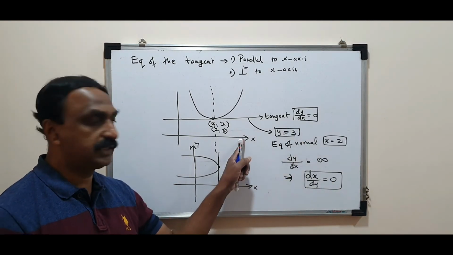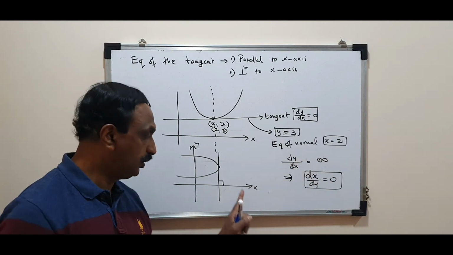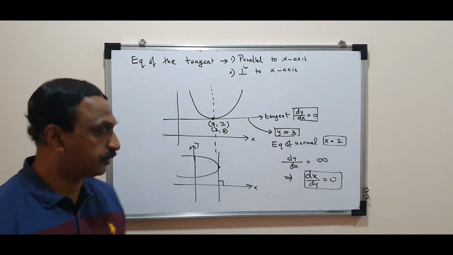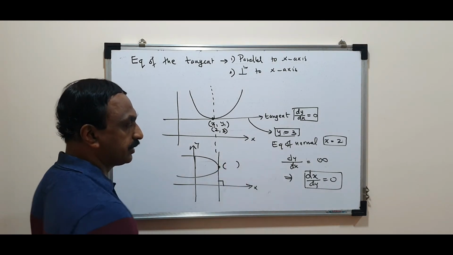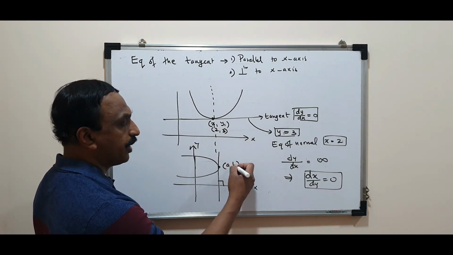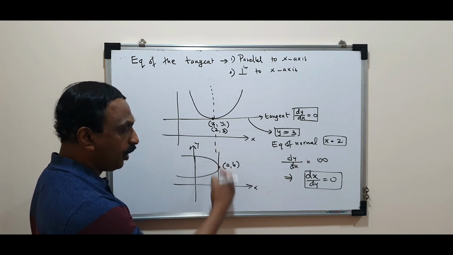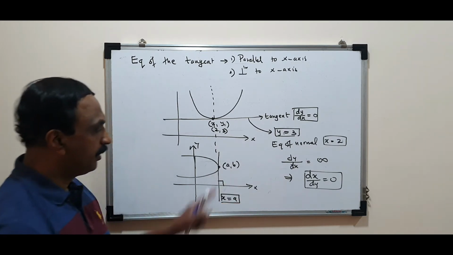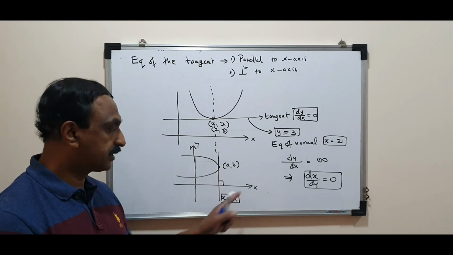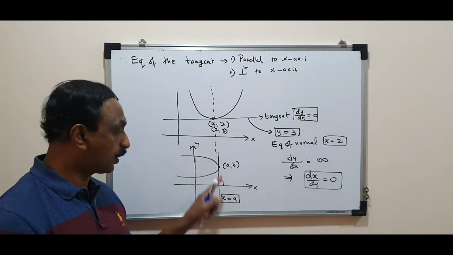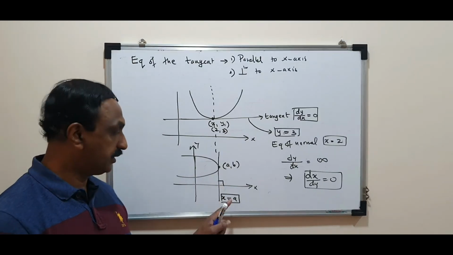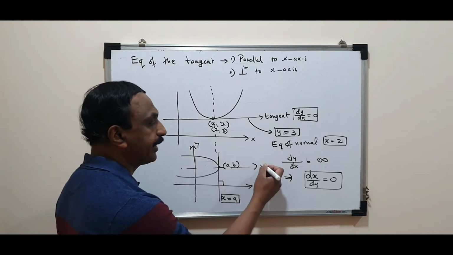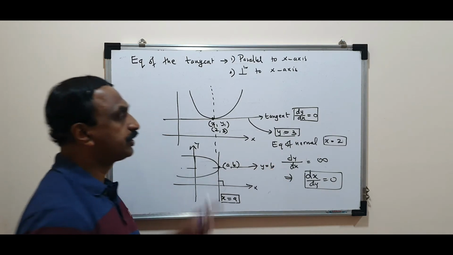Tangent parallel to the x-axis, dy by dx is equated to 0. Tangent perpendicular to the x-axis, dx by dy should be equal to 0. From that, you will get the coordinate. Let's imagine the coordinate is (a, b). Then the equation of the tangent will be x equal to a, because any line perpendicular to the x-axis will have equation x equals a constant. So whatever the x coordinate, that will give you the equation of the tangent, x equal to a, and the equation of the normal will be y equal to b. So this needs to be remembered.